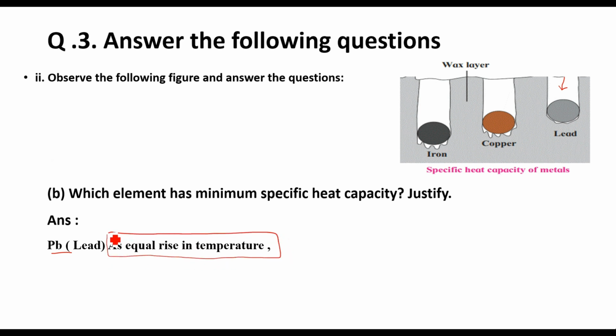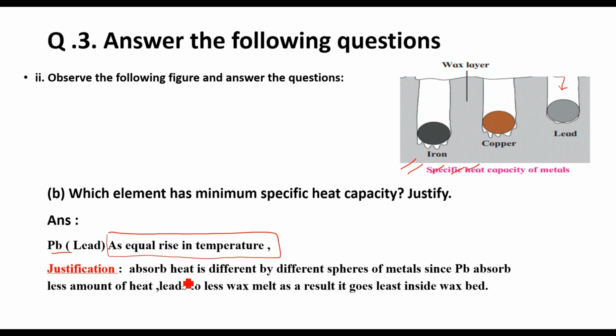Because we supply heat in an equal amount, there should be an equal rise in temperature, but the absorbed heat is different for the different metal spheres. Since Pb absorbs a smaller amount of heat, less wax melts, and as a result it goes less far inside the wax bed. So this is the proper justification, where we write scientific words and technical terms.